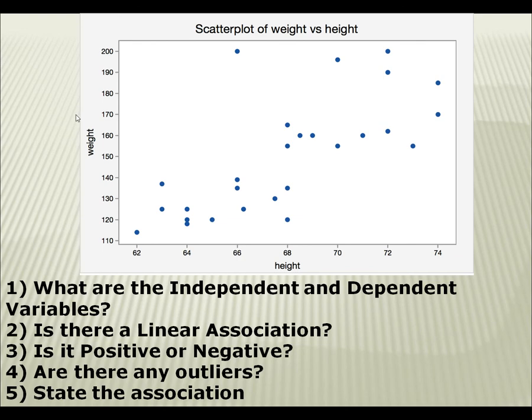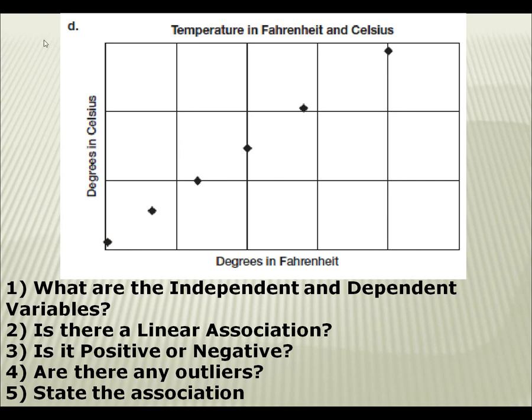Question D. Question D, we have scatter plot of weight versus height. So we have height and weight. Here's our points. Answer 1 through 5. All right, if you've done that, we'll go on to the next one. It says D, but this would be question E. Temperature in Fahrenheit and Celsius. So degrees in Fahrenheit compared to degrees in Celsius. So there's your X and your Y. You've got your points. Answer 1 through 5.